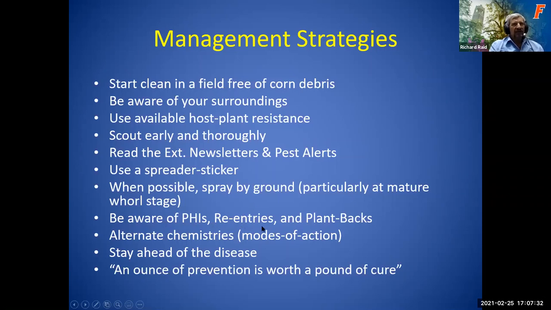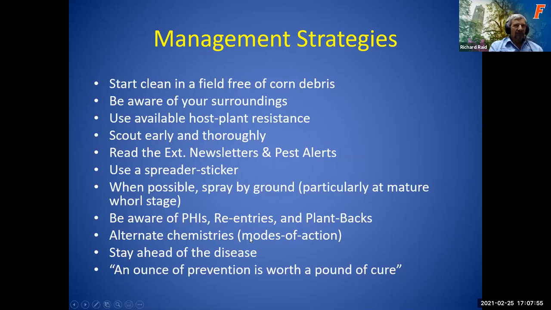Be aware of your PHIs, your reentries, and your plant backs. Sometimes things don't make sense in terms of reentries and plant backs, especially with Folicure. It was one that really presented some problems for us. So read those so that you're up on those before you actually use these chemistries.